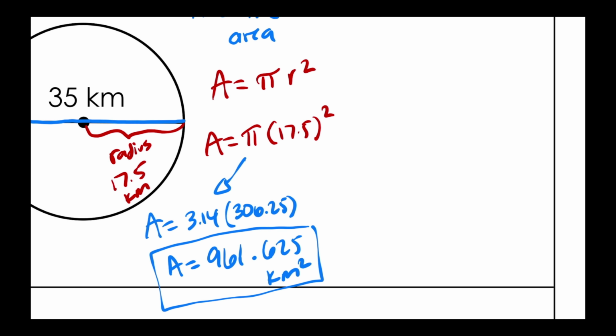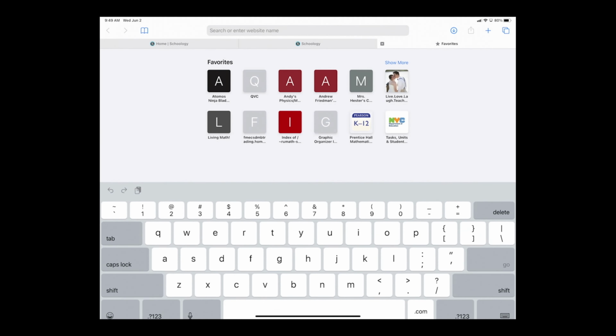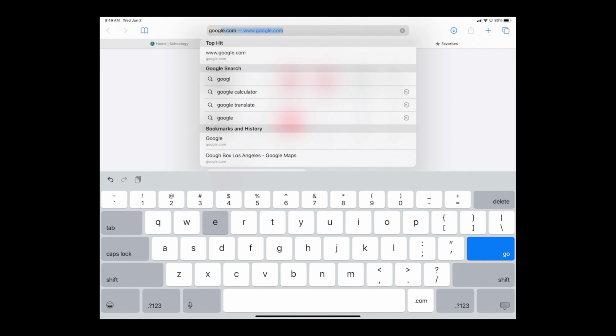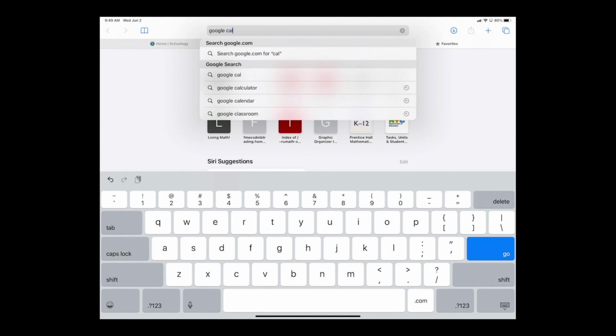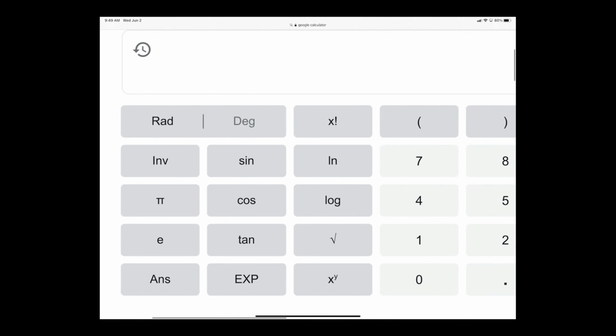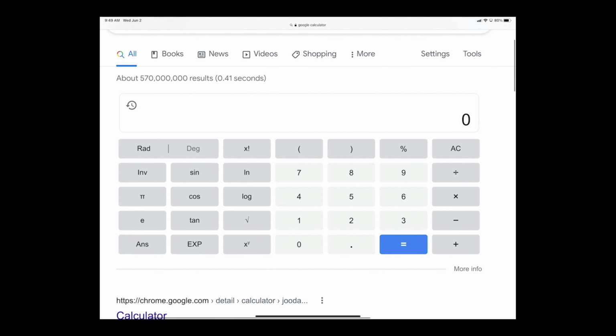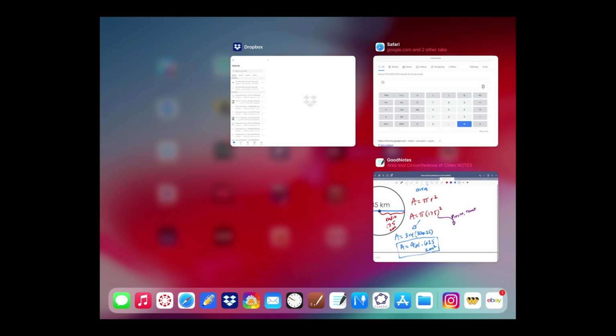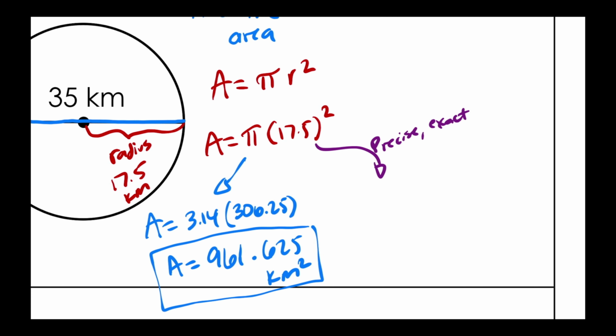But those of you that want to be precise and exact, you will hit the pi button. So on your calculator, or let's see if it has it on Google Calculator. If you look here, they do have the pi button. See it right there? There's the pi button. So we're going to do, what was it again? 306.25 times pi.